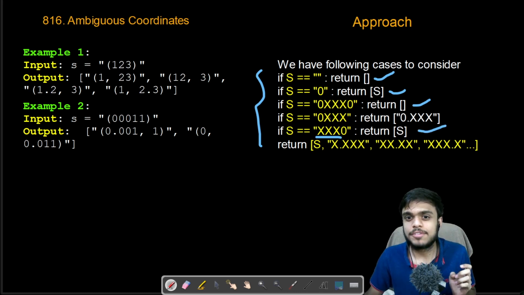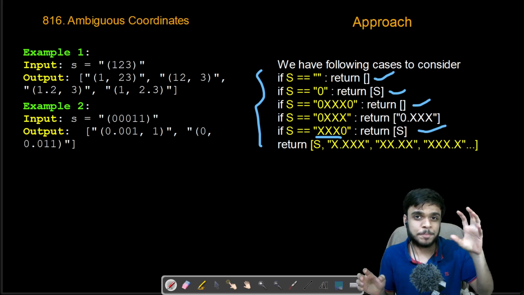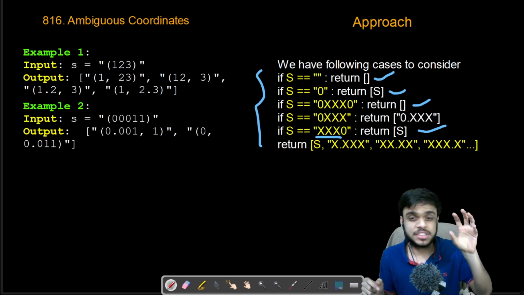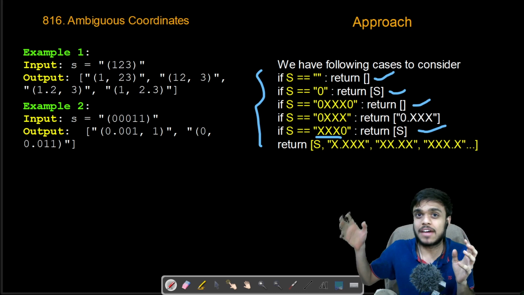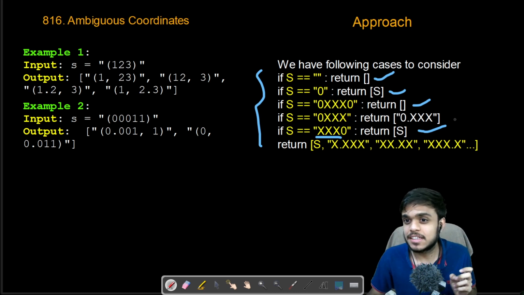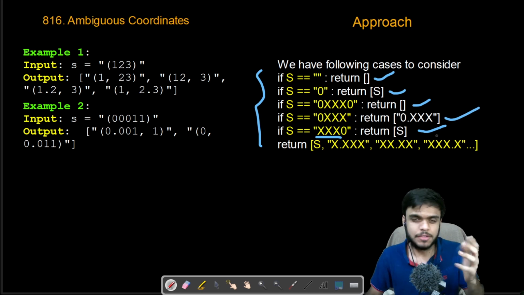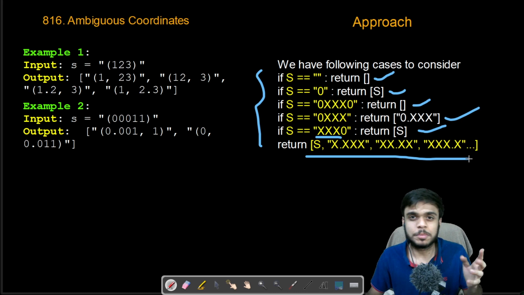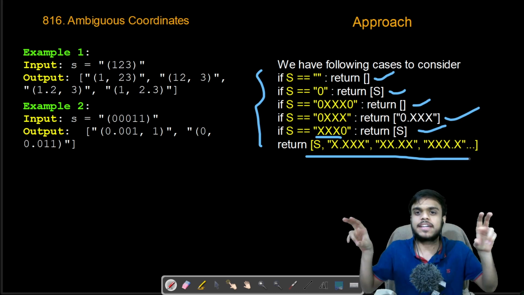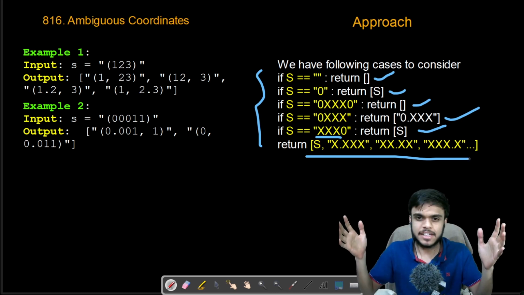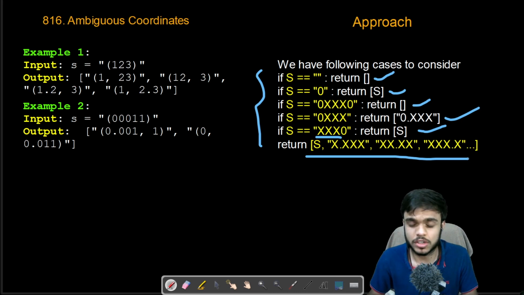Okay, and whenever the first digit of the string is 0 and the last digit is not 0, there is a possibility that the first is a decimal, that is 0 point something. So we will look into that. And the last part would be the general case, where we directly have a number without trailing and leading zeros or the other corner cases.